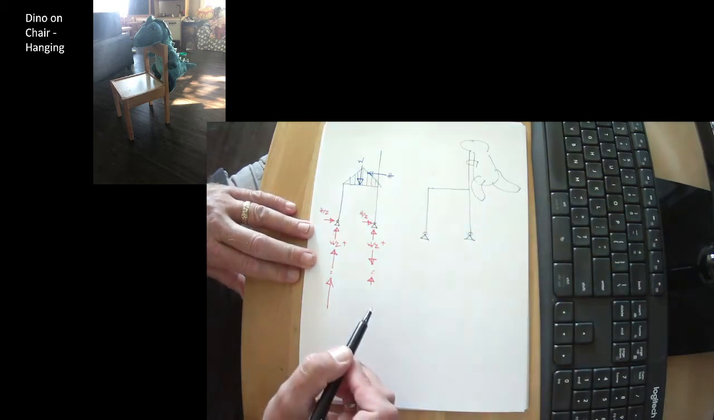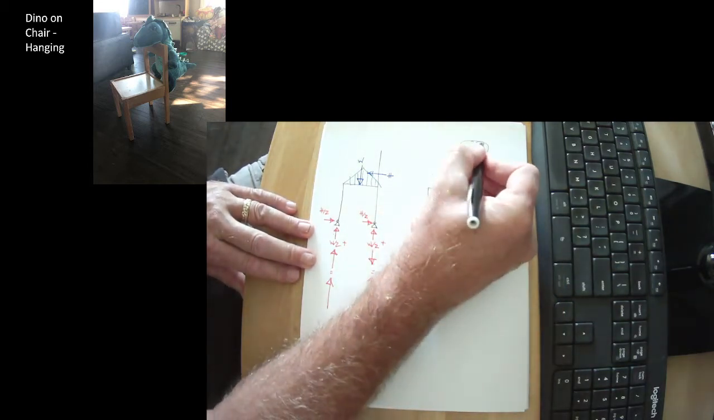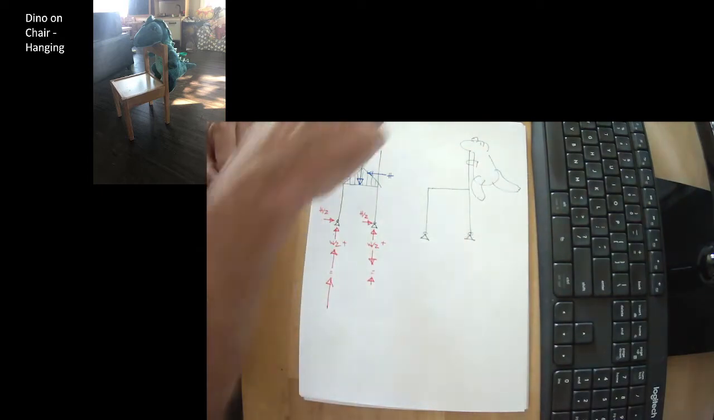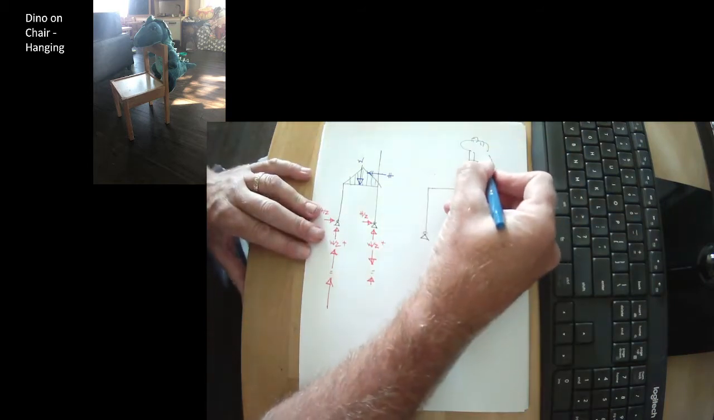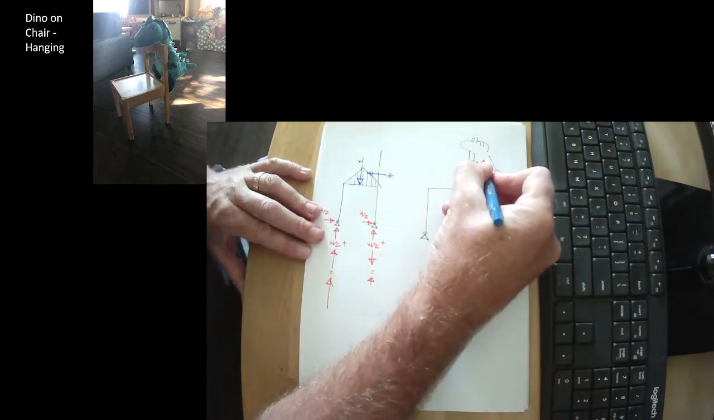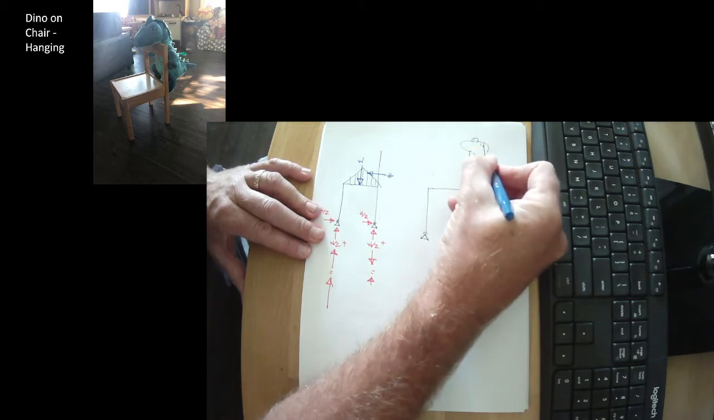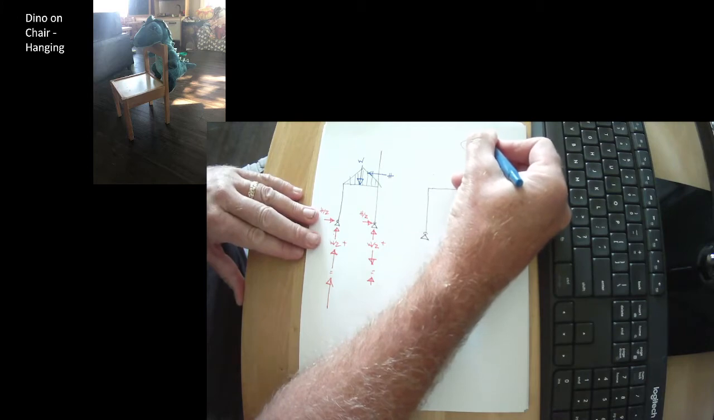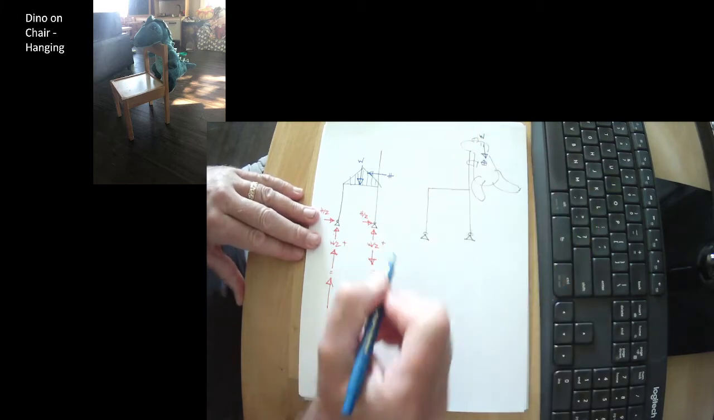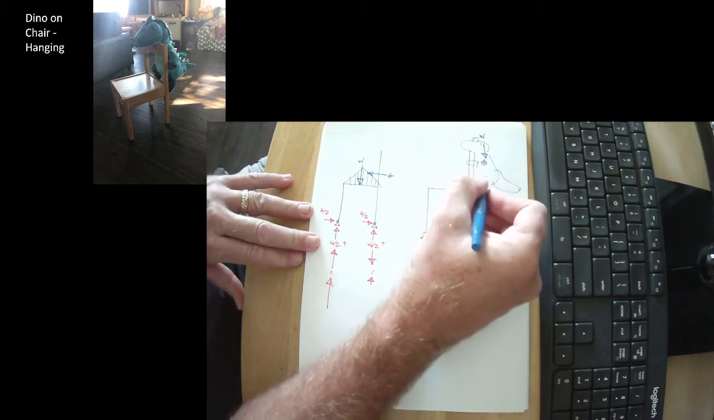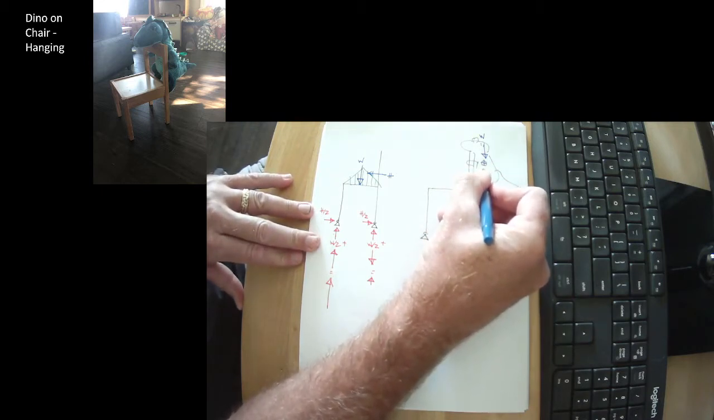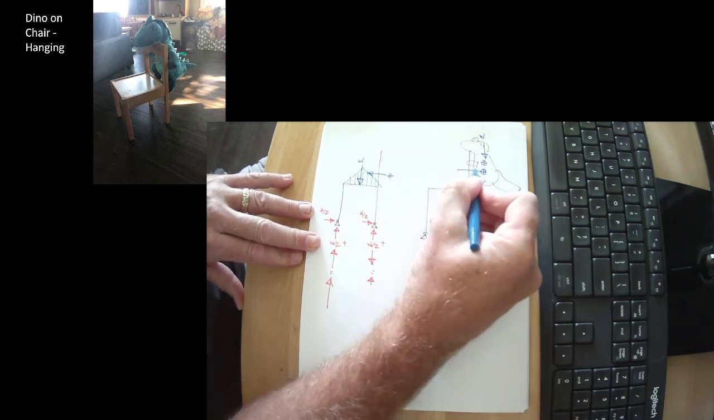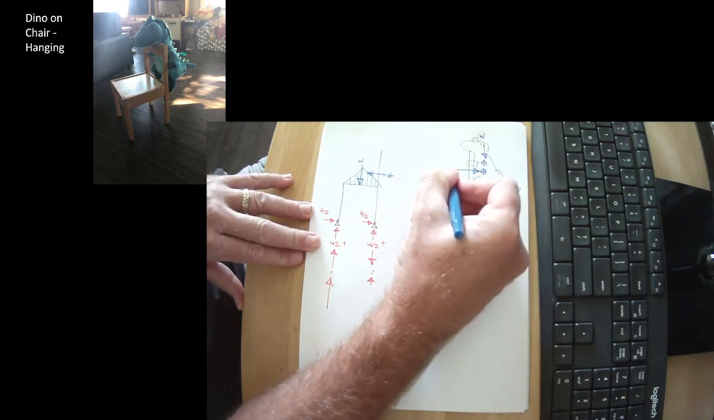Here we have Dino hanging on the back of the chair by his chin. What's going on here? Well, remember where our center of mass is. Our center of mass right there. So there is weight. Our center of wind, center of projected area, right here. Just for fun, I'm going to orient the wind this way this time, because that's the worst way.